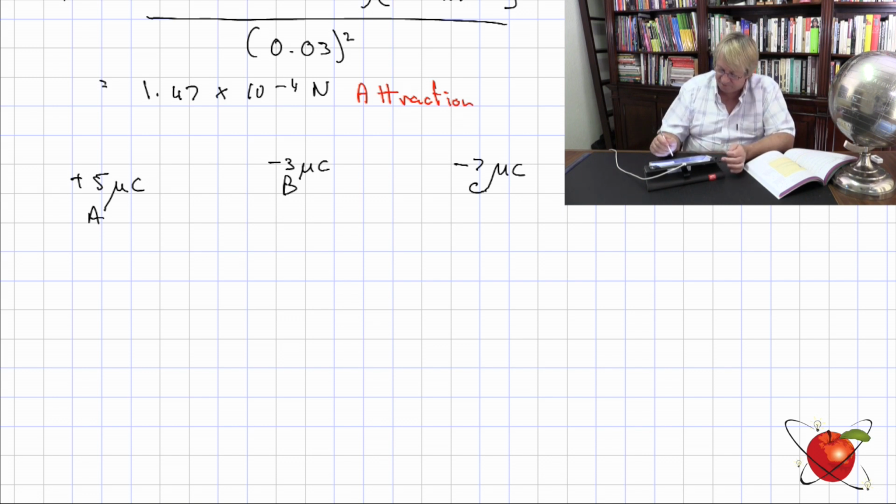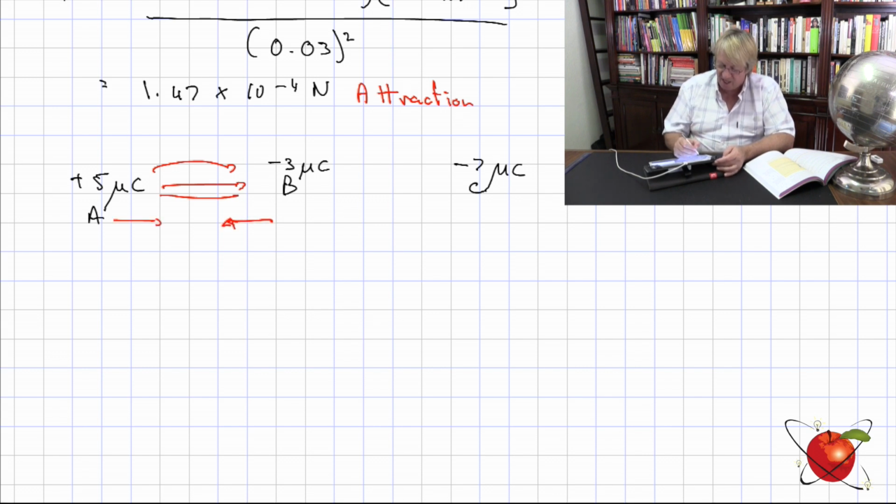Let us start with the AB situation. Right. Positive, negative, so our field would be like that, wouldn't it? So we've got a force of attraction here. So we would say this and this are being attracted that way, right? There's a force here and a force there of attraction between those two particles. And can we work it out?